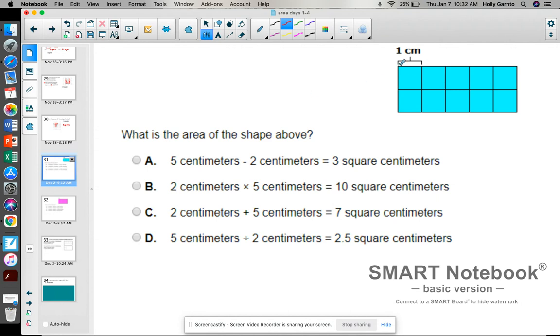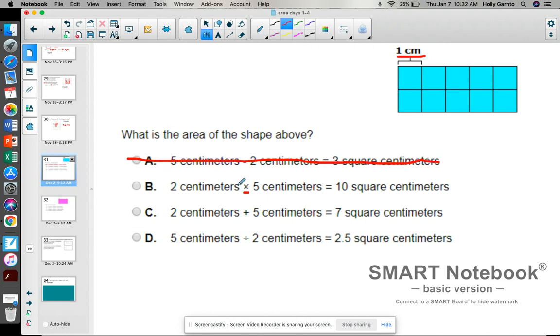All right, so this is a regular shape because it looks like normal shapes we're used to seeing. So we're finding the area of this shape. Here's your key. It says each square is 1 centimeter. So let's look at our formulas here. It says 5 centimeters minus 2 centimeters is 3 square centimeters. So are there 3 square centimeters on the inside? No, there's a lot more than 3. We know we do not subtract when we find area.